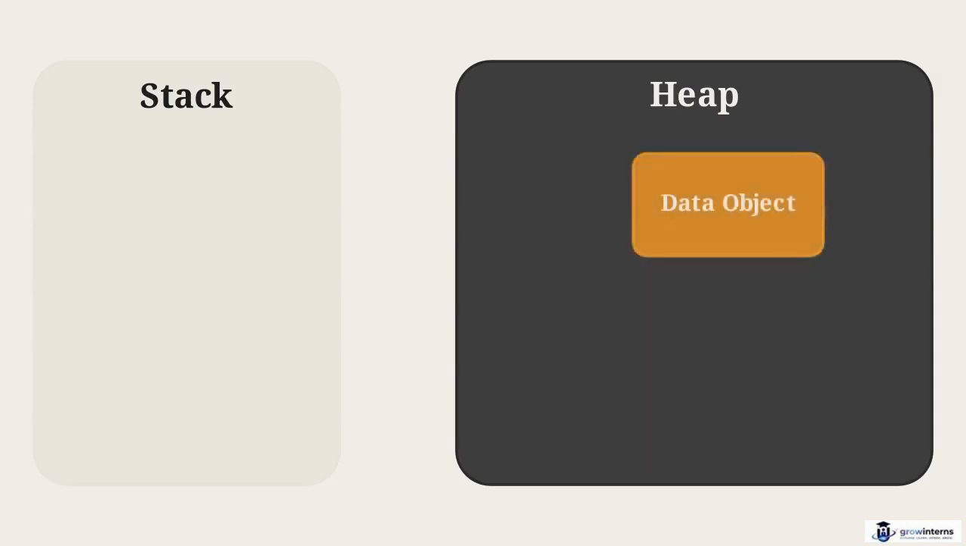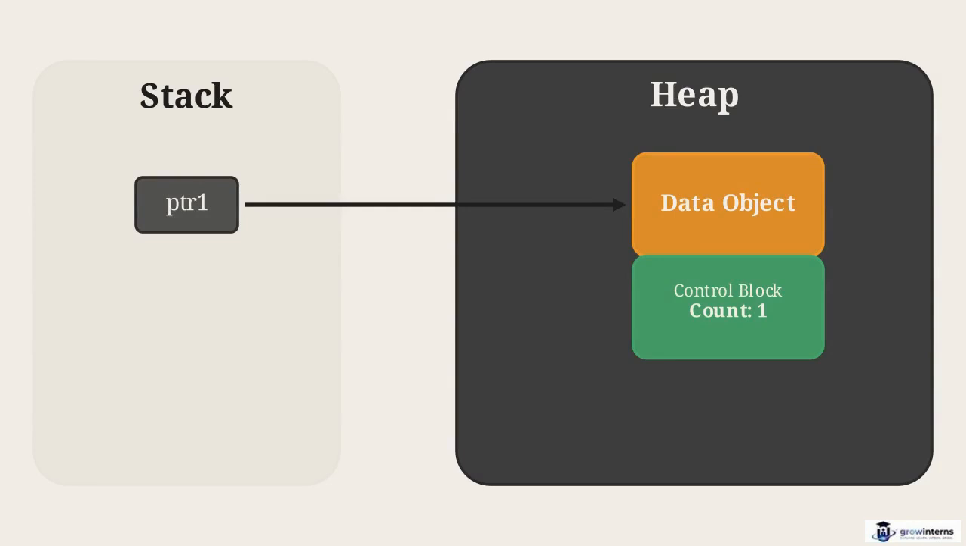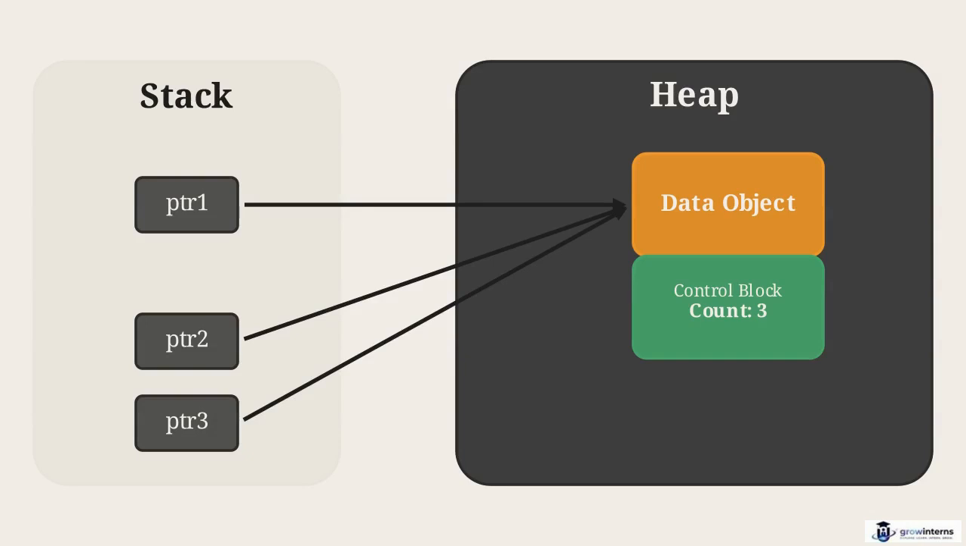In a wider view of memory, we can see where that tracker has to live. Because multiple pointers need to see the same number, the counter must reside on the heap in a dedicated control block right next to the data. If the counter lived on the stack, each pointer would have its own private version of the count. By placing it on the heap, every new reference increments the same shared integer, keeping the tally accurate.